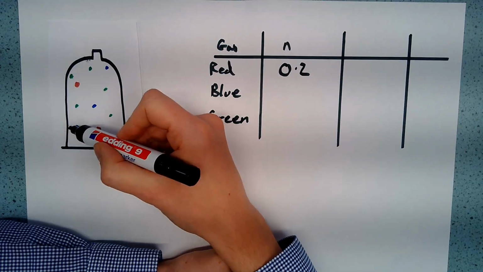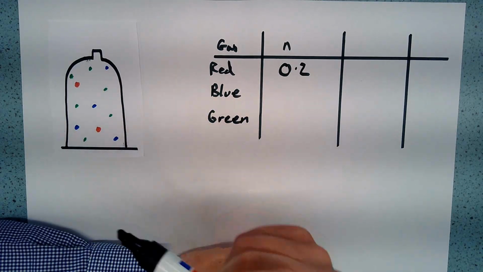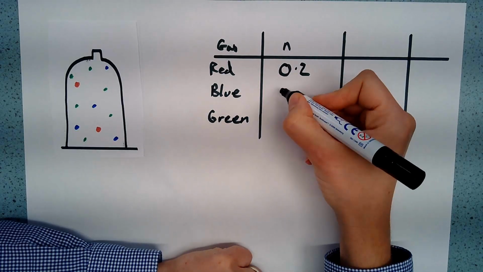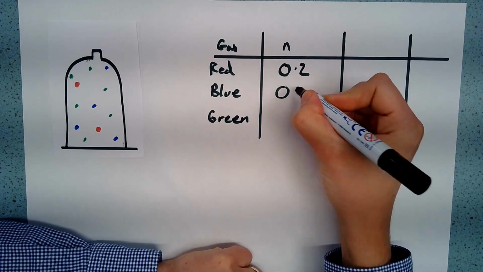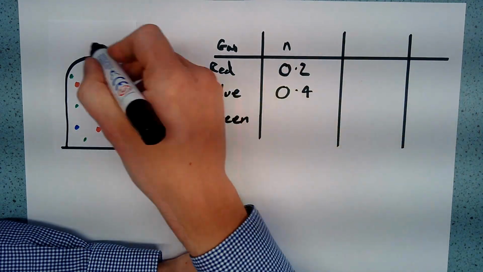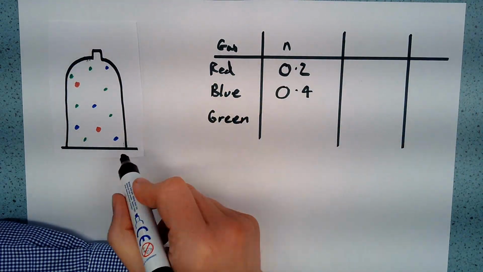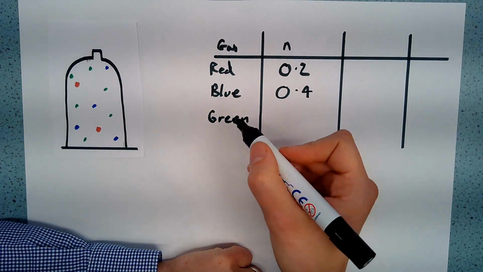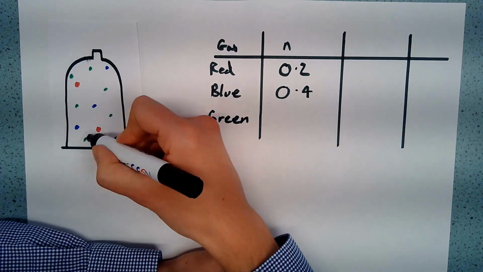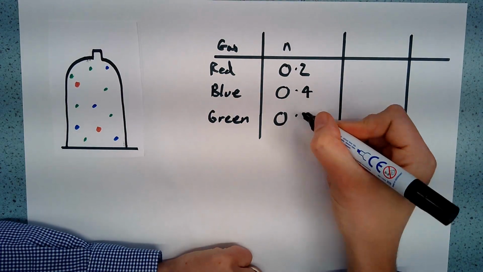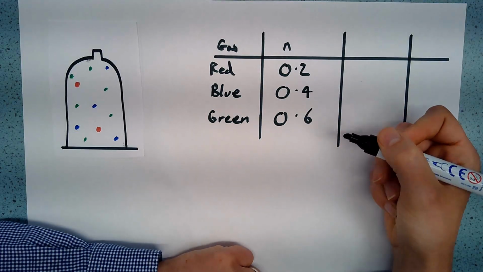If we take the blue, we have 4 particles drawn, which I'm going to say represents 0.4 moles of gas in this container. Now, if I then take my green, 1, 2, 3, 4, 5, 6, I'm going to call that 0.6 moles of gas in that container.